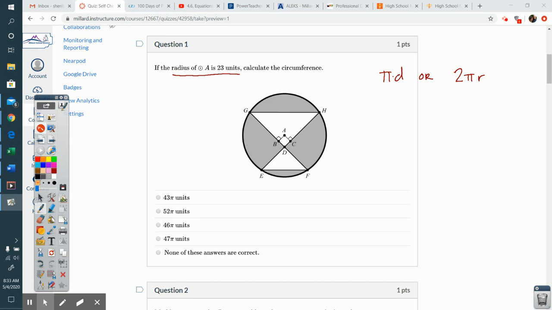So for this particular one, if we know that the radius is 23 units, we take 2 times pi times 23 in order to figure this out. And 2 times 23 is 46. So this particular problem right here would be 46 pi units. Sometimes it leaves it in pi, sometimes they have you multiply it out. But this particular one would be 46 pi units.